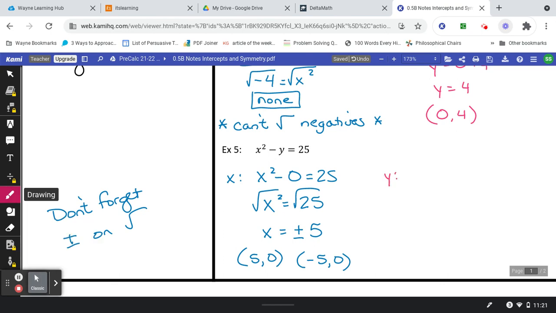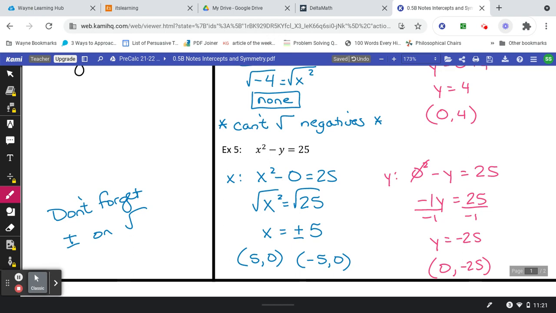And your y-intercept, we'll do 0 squared minus y equals 25. 0 squared is nothing. You can go ahead and cancel that out. So now I have negative y equals 25. That's like having a 1 there. And divide by negative 1. As an ordered pair, 0, negative 25.